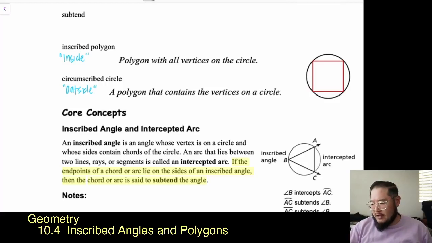And so it says arc AC subtends angle B, or we could also say that segment AC subtends angle B, because it's in between that angle B right there.